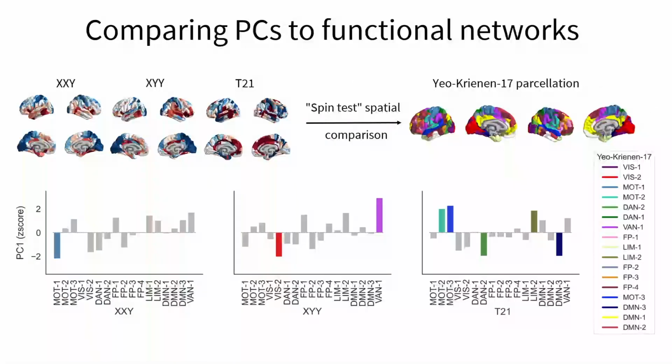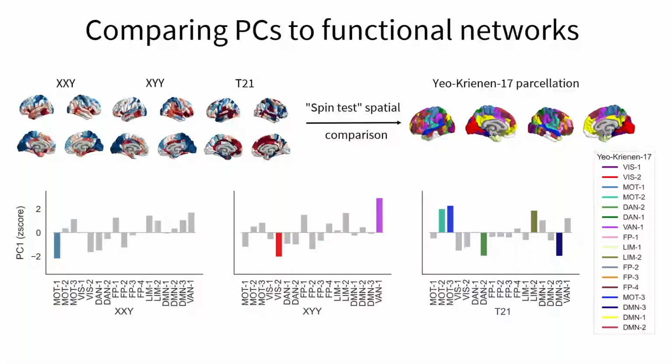To provide a richer biological annotation for these PC1 maps, we performed a spatial comparison with a canonical resting state parcellation, specifically the Yeo-Krienen 17. And just briefly, we mapped brain regions from the HCP parcellation onto the Yeo-Krienen 17 subnetworks, computed the average PC1 score within each of the subnetworks, and performed a spin test to assess the significance of the enrichment.